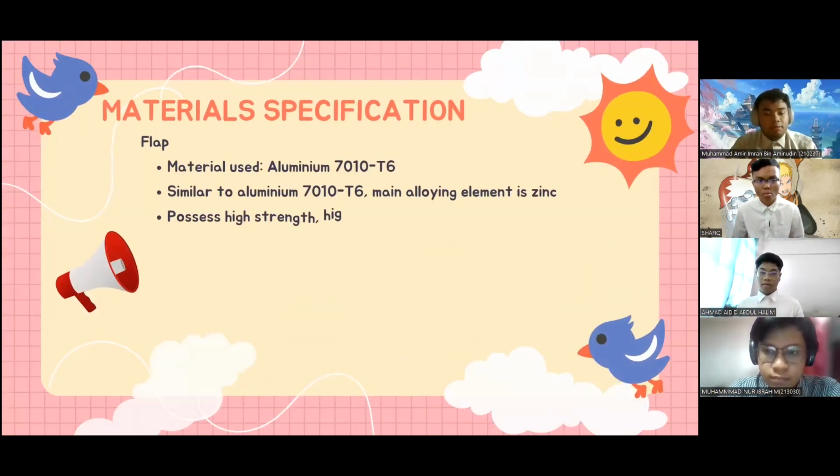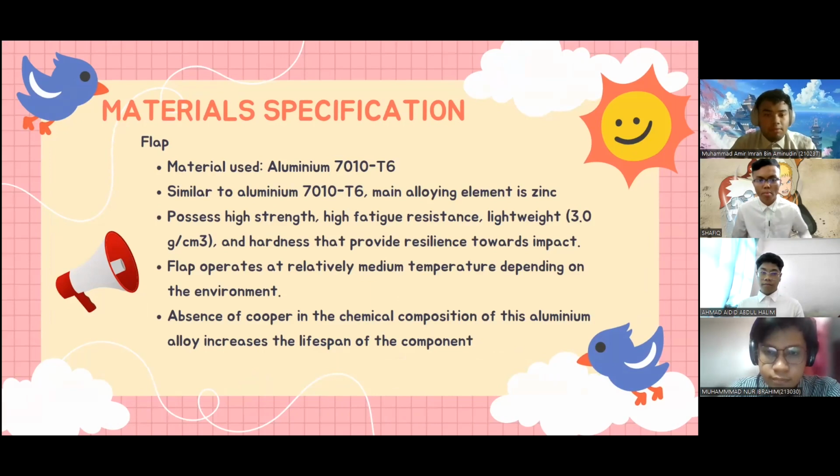And then the flap. The material used for the flap is aluminum 7010 T6. Similar to aluminum 7075 T6 just now, its main alloying element is zinc. It possesses high strength, high fatigue resistance, light weight around 3.0 gram per centimeter cube, and hardness that provides resilience to impact. The flap operates at relatively medium temperature depending on the environment. The absence of copper in the chemical composition of this aluminum alloy increases the lifespan of the component.